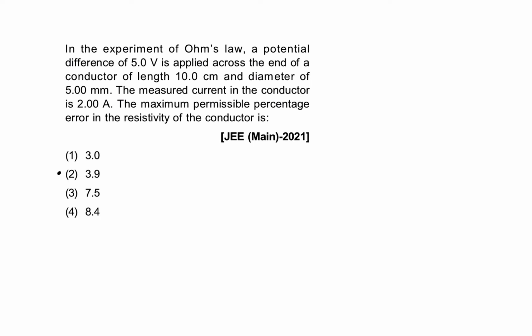Next question. In 2021, they asked this in JEE Mains. In the experiment on Ohm's law, a potential difference of 5 volt is applied across the ends of a conductor of length 10 centimeter and diameter 5 millimeter. The measured current in the conductor is 2 ampere. The maximum permissible percentage error in the resistivity of the material is what?